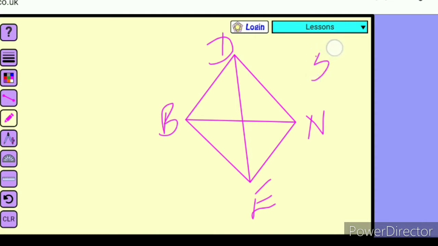5.6 will divide into two parts because diagonals bisect each other. What is its half? 5.6 half is 2.8. So here two diagonals meet at a right angle, so we'll mention the right angle here. This 5.6 is divided into two parts, that is 2.8. This is one part, 2.8, it is another part, 2.8.